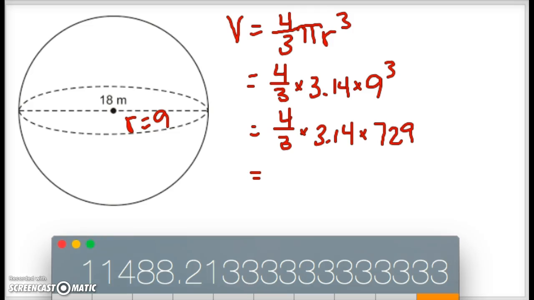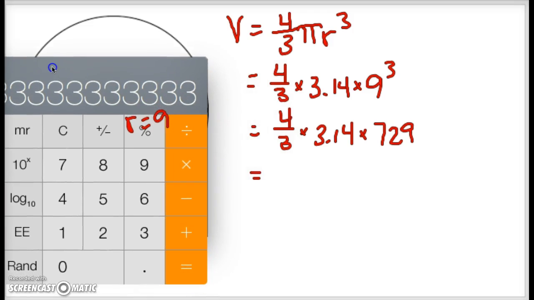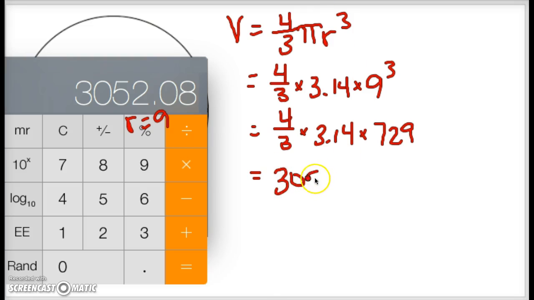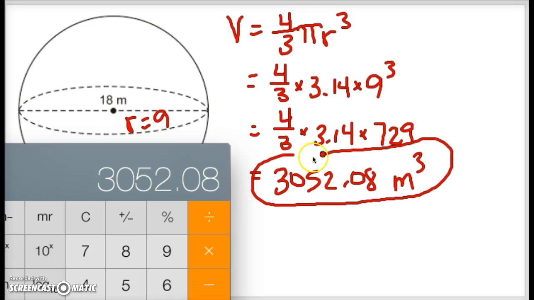And then again, I'm just going to multiply all of this together. So we have 4 times 3.14 times 729, and then divide all of that by 3. So we have 3052.08, again, just like example 1. And then our labeling this time was meters. So we'll have meters cubed since it's a volume.